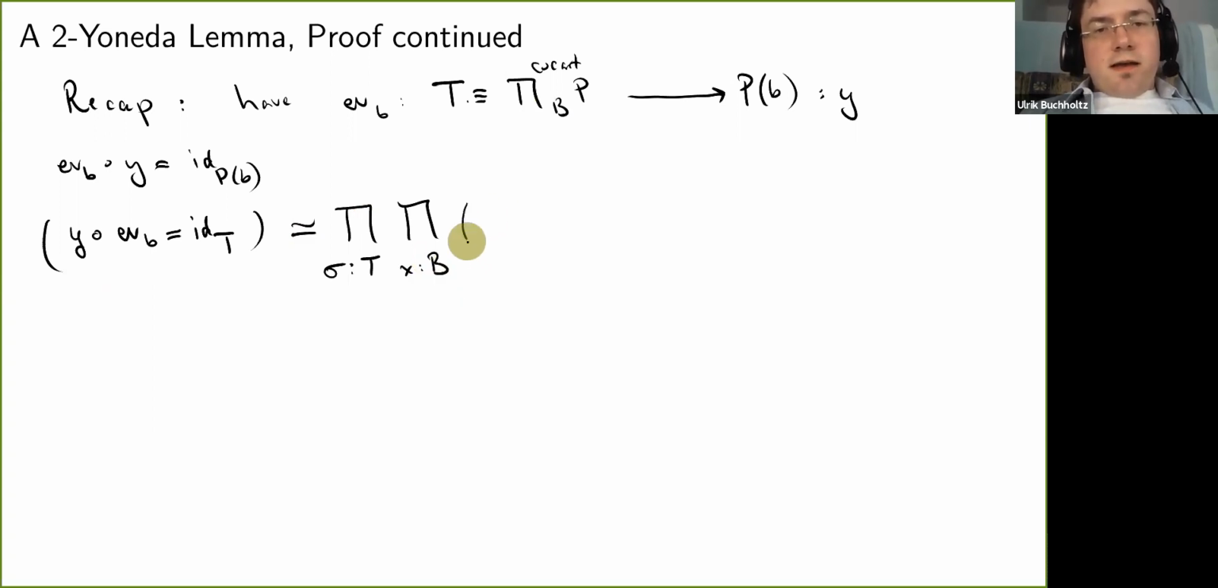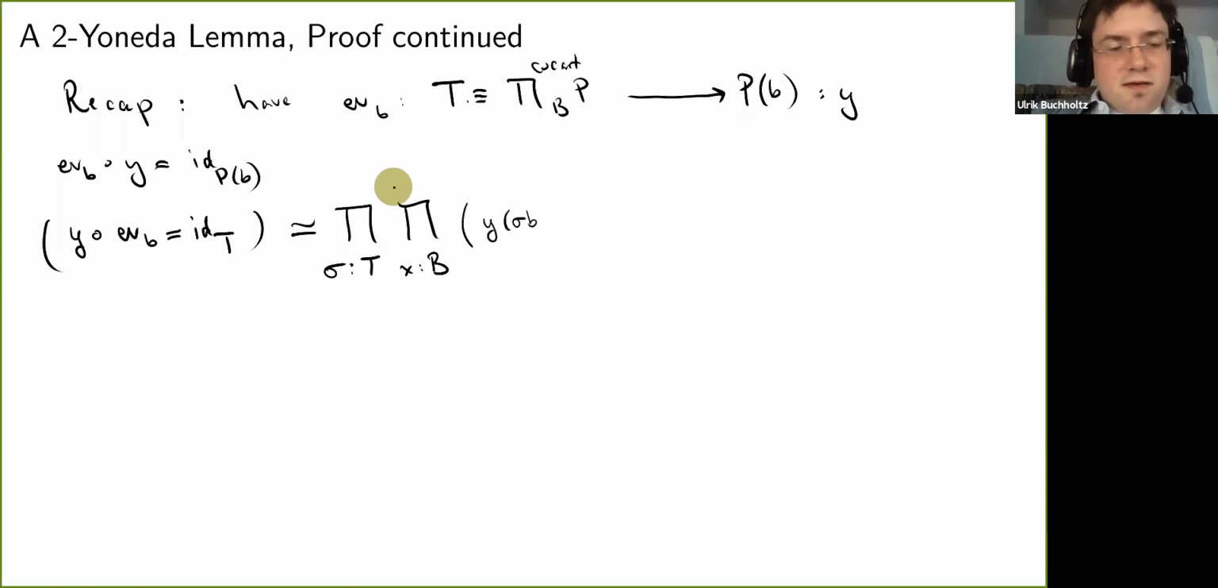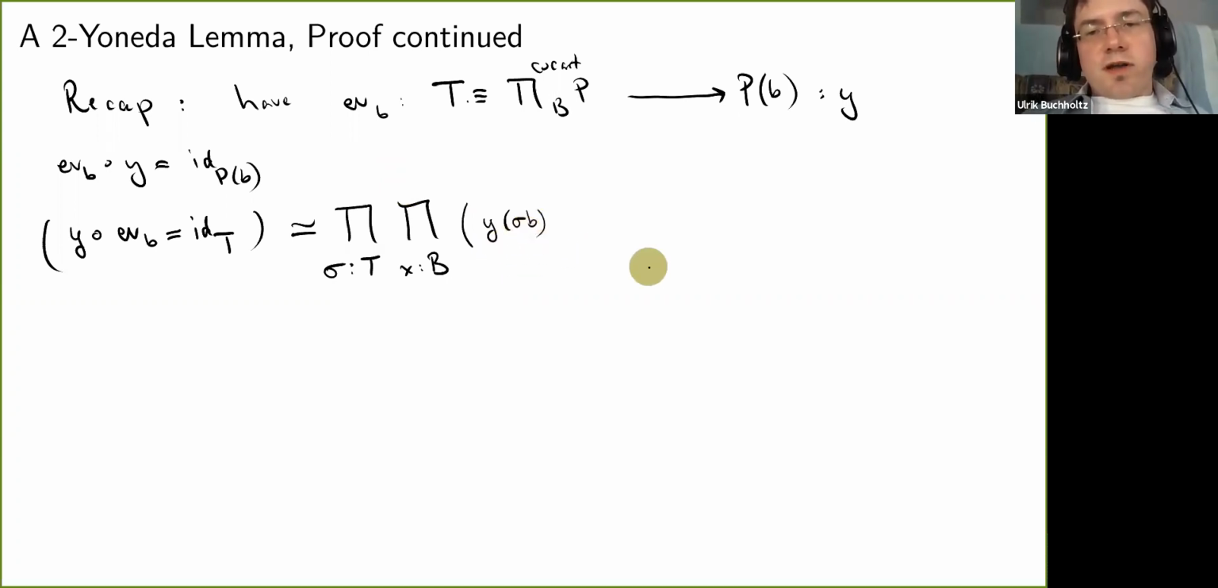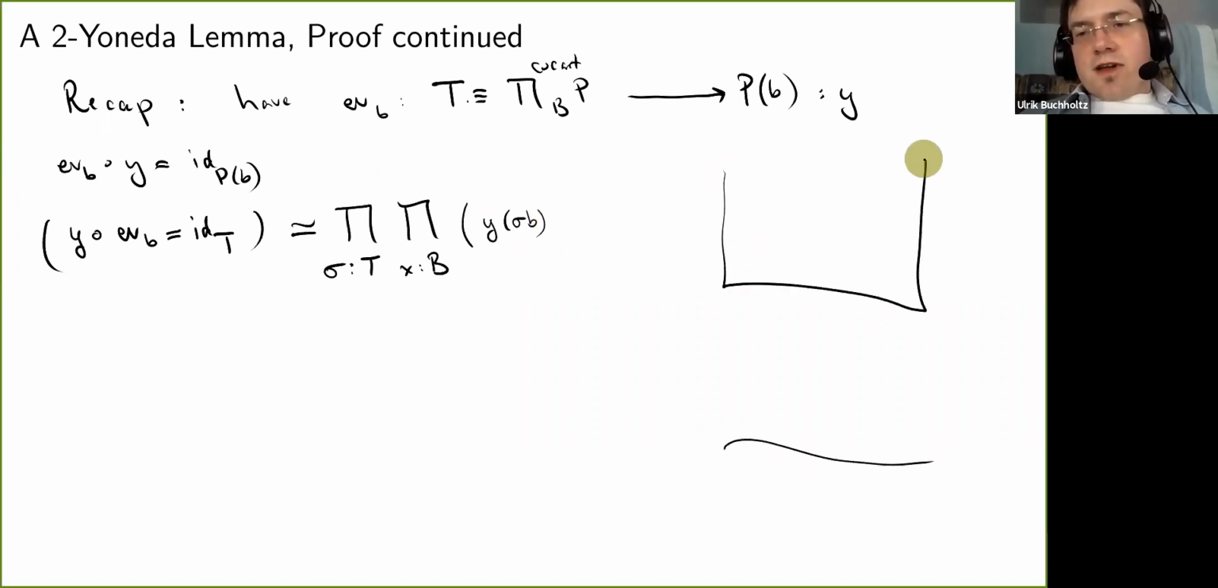I need an isomorphism in P of X from Yoneda at sigma. I evaluate at B, so it must be sigma B. Take this section evaluated at B. Take Yoneda of that point. Maybe I should draw my picture again, then I can orient myself a bit better.